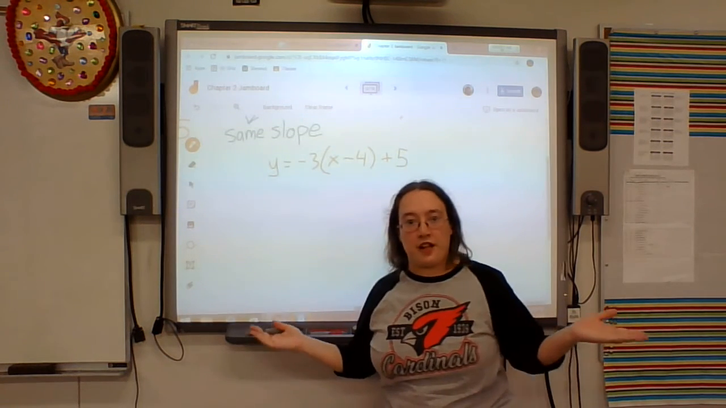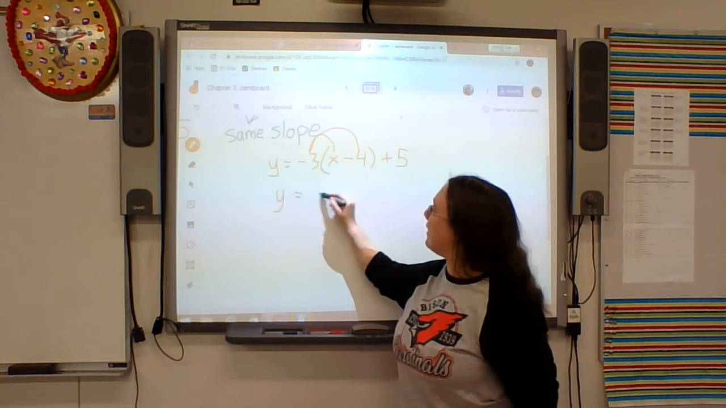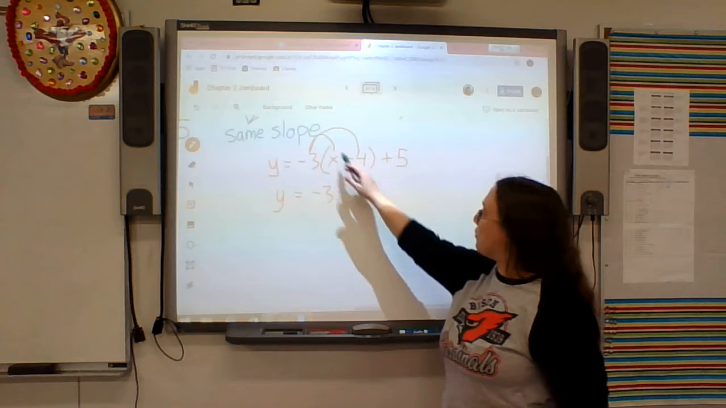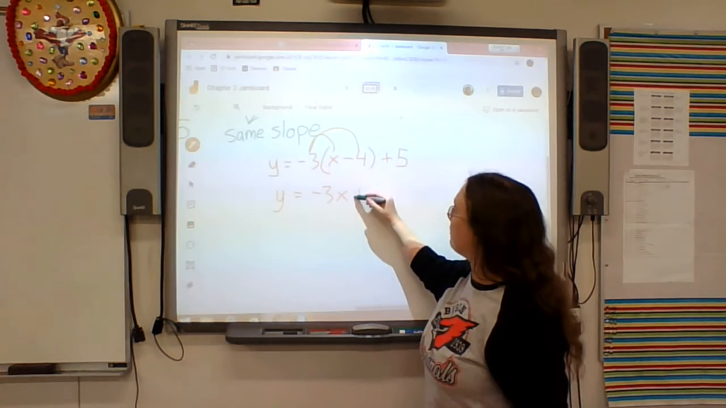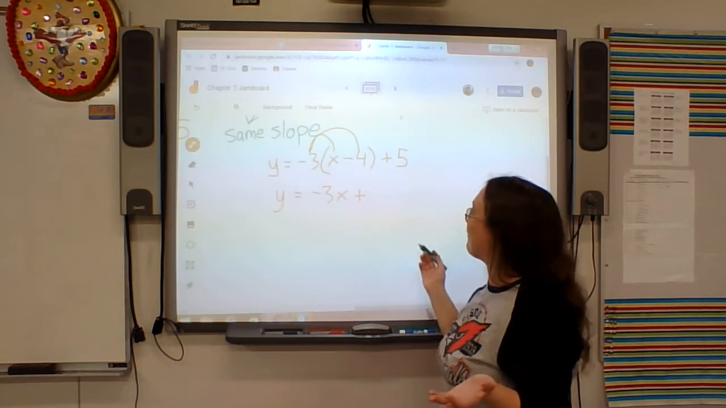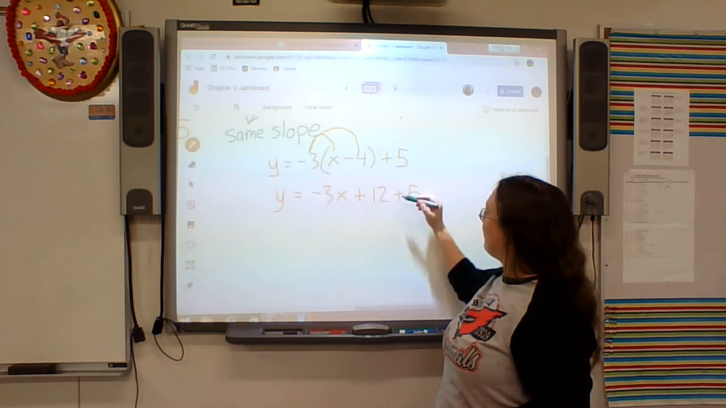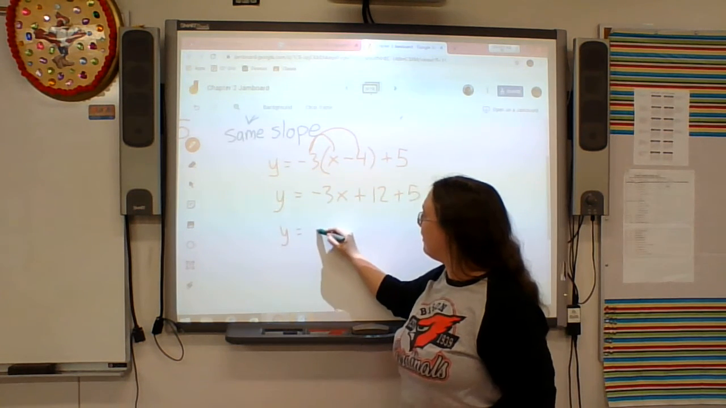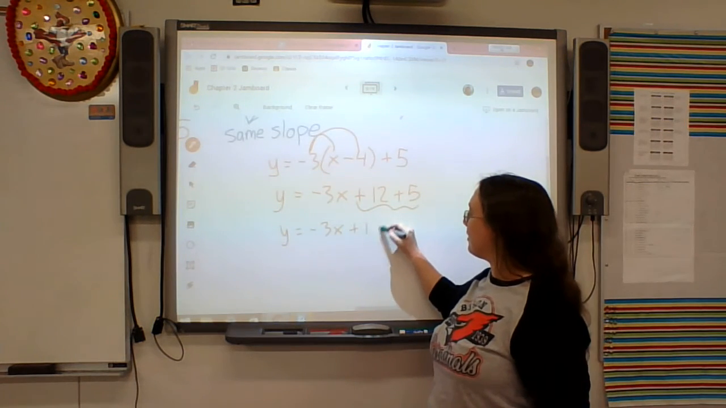And then we're just making this look nice. So we're going to take that negative 3 and distribute it. So we got a negative 3x. Watch out for, we've got a minus and a negative going on here. So if you want to change that to a plus, that would be a good idea. If you want to leave it as a minus negative, that's technically okay. It's not going to hurt anything. 3 times 4 is 12. And then 12 plus 5 gives you 17.